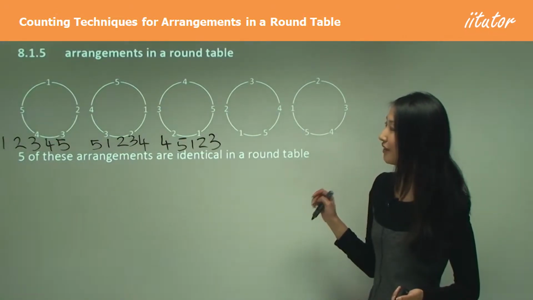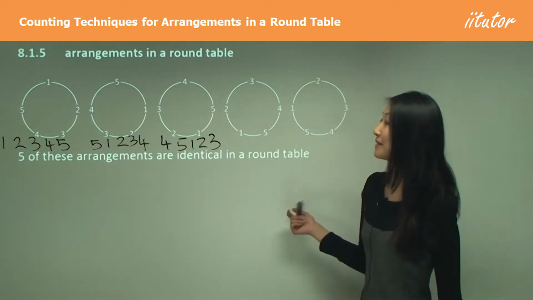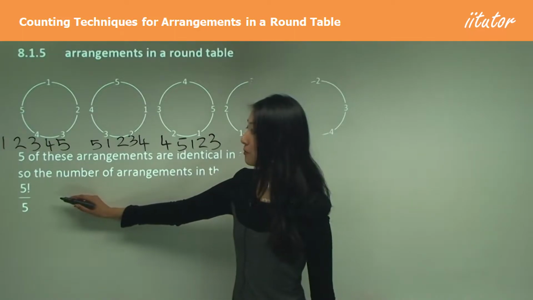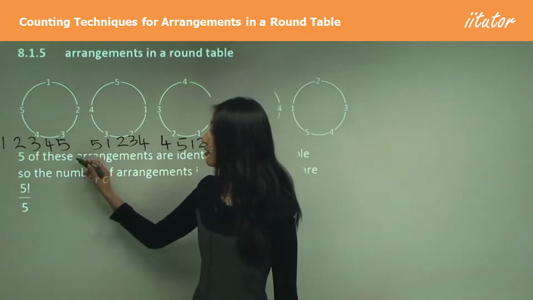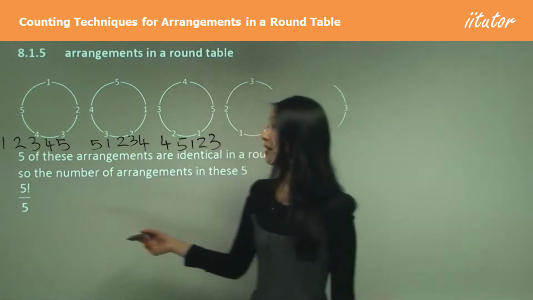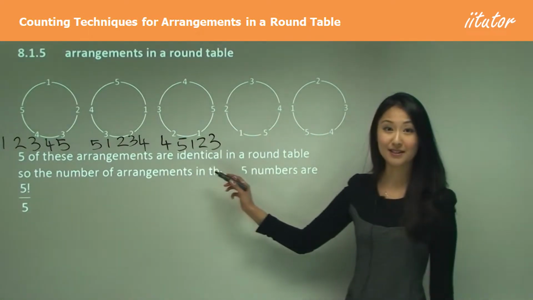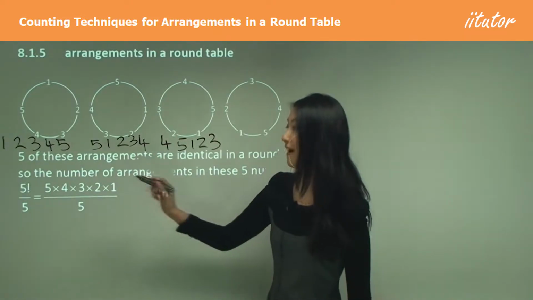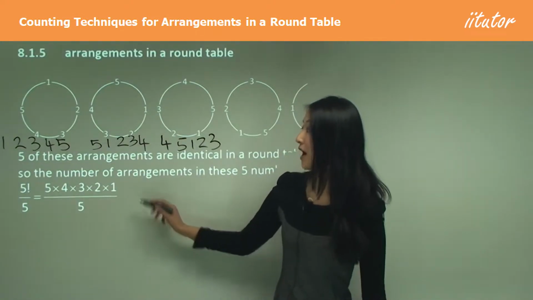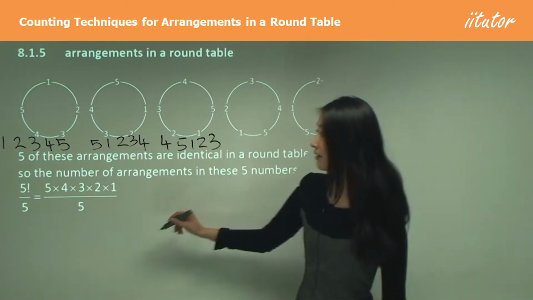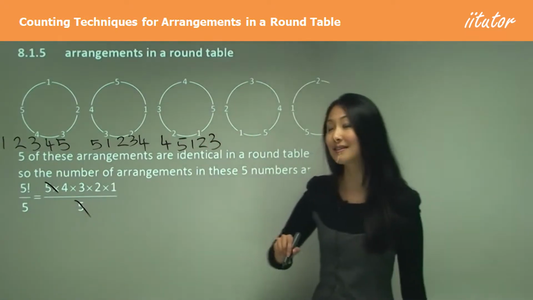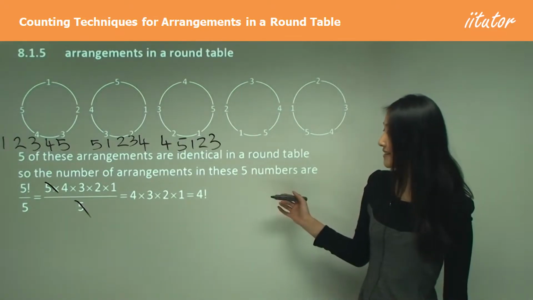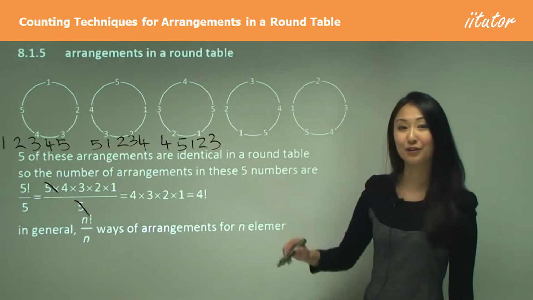If that's true, then how do we work out how many arrangements there are? Well, then we have 5 factorial, if it was just in a straight line, but divided by 5, so just dividing it by the number of arrangements that are identical. Now, we can actually write 5 factorial as 5 times 4 times 3 times 2 times 1. Cancel the 5s, and this is the same as 4 factorial. So for the answer here, it's just going to be 4 factorial.